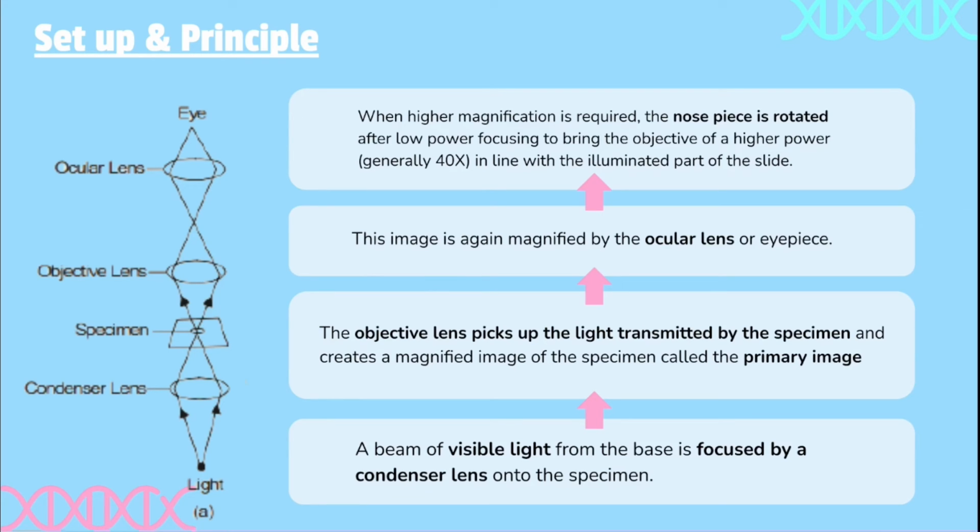The objective lens picks up the light transmitted by the specimen and creates a magnified image of the specimen inside the body tube. This image is again magnified by the ocular lens, and when higher magnification is required, the nose piece is rotated from low power, generally 40, with the illuminated part of the slide. Occasionally, very high magnification requires an oil immersion objective lens.